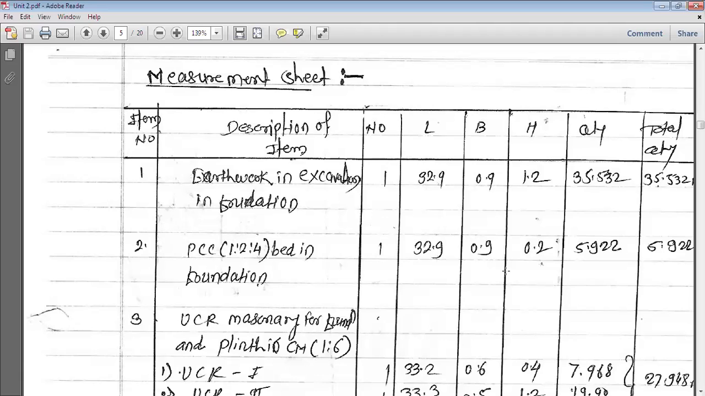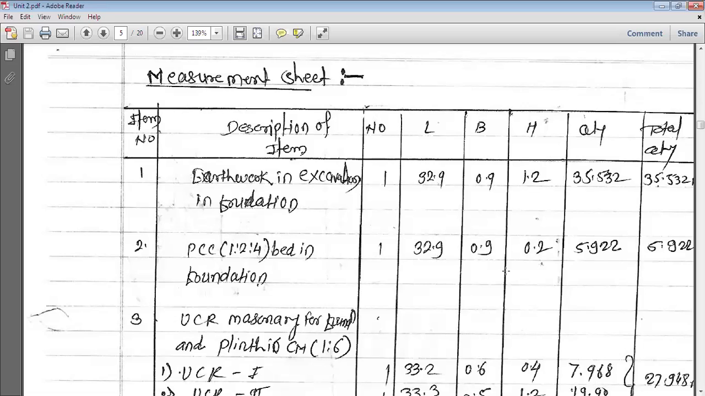Now, what are the contents of this particular measurement sheet? Everybody should have deep knowledge about this measurement sheet and its contents. Don't forget the contents your whole life. The first column is the serial number or item number. In the second column, we write the description of that particular item or activity. The third column is the numbers. The fourth column will be L, that stands for the length. The fifth column will be the breadth or width for that item. The sixth column will be height or depth. It may be H or it may be D.